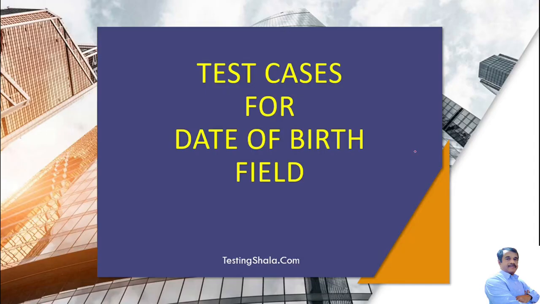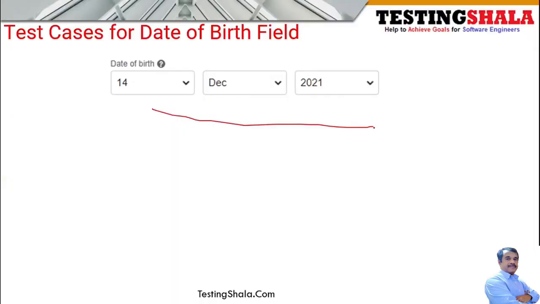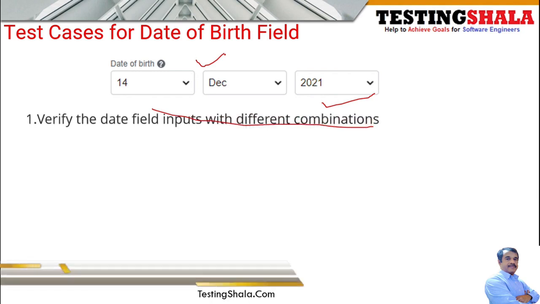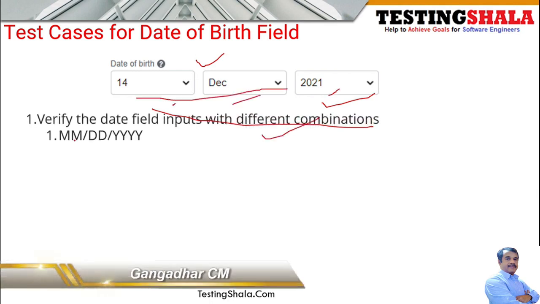What are the various test cases which you can write for the date of birth field? I have provided two different types of date of birth field. One is something like this. We should be able to verify this date field with all the different combinations. It could be month, date and year format. This field can be displayed in any of these combinations. Then you should verify it appropriately.